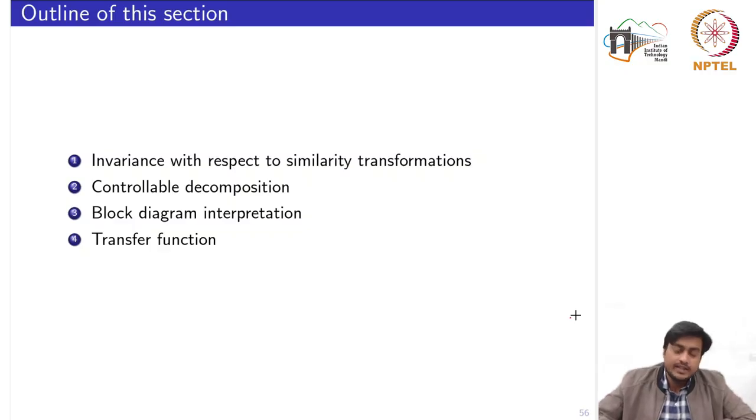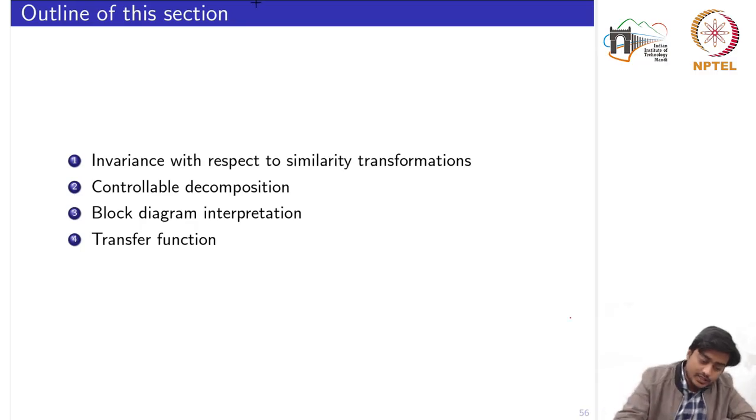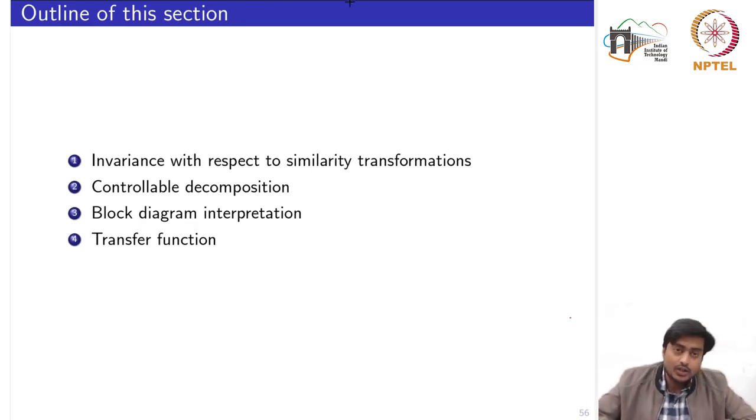So now we'll start the next subsection of the overall controllability topic. Here, the next topic is the controllable decomposition, which is written on the top of this slide. The outline of this section is that we will cover four major aspects in this controllable decomposition. First of all, the invariance of controllability with respect to similarity transformations.